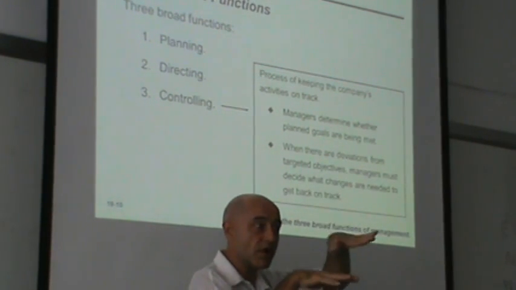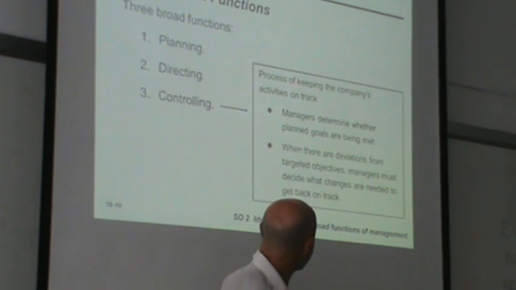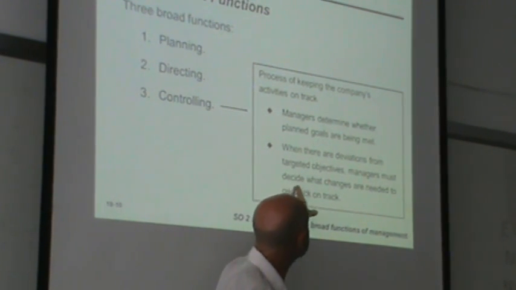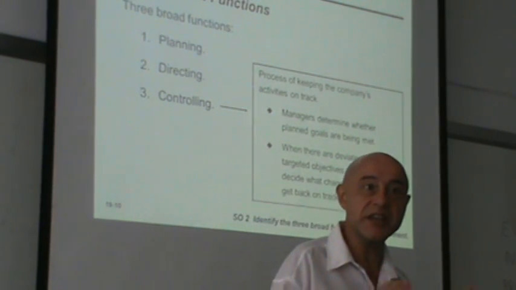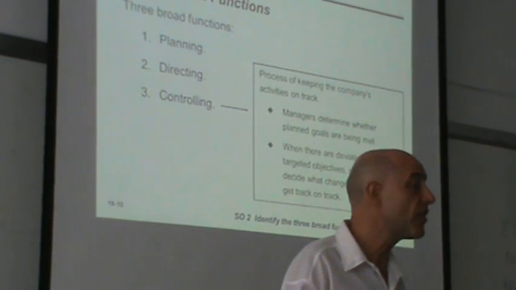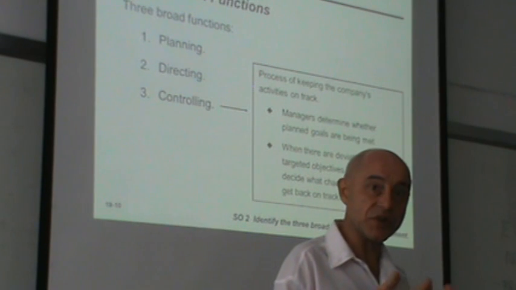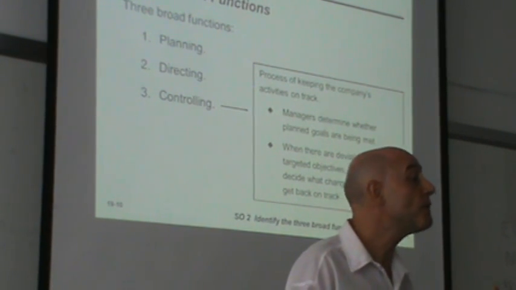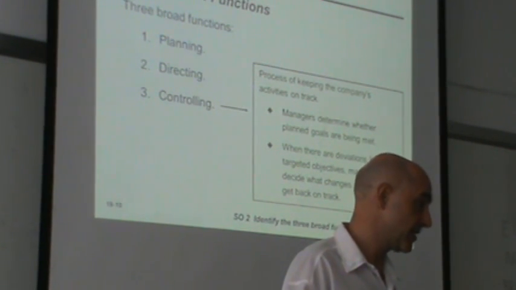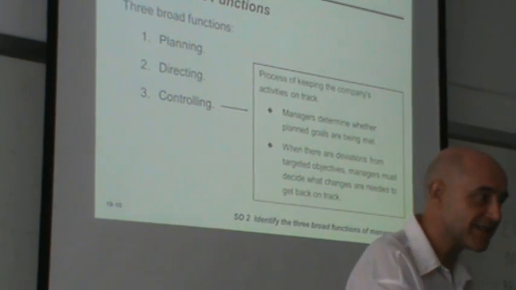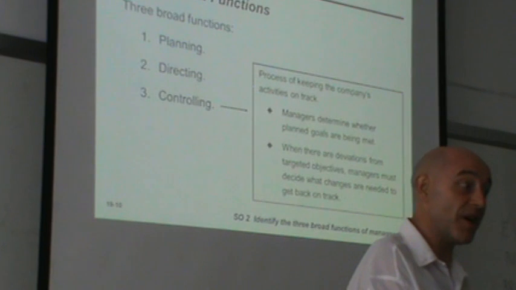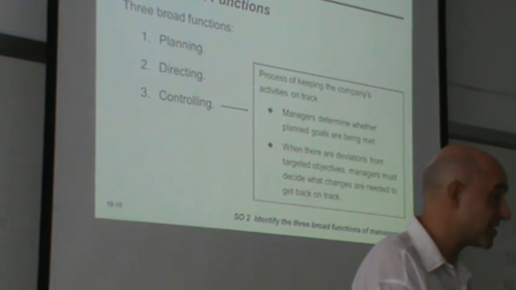So controlling is about, again, deviation. Did you do more? Did you do less from the objective? And you decide what changes you need to make. In English, it's called corrective action. If there is a problem, how do you fix the problem? For example, half the students don't come to class with homework. Well, that's a problem. So how to fix the problem?